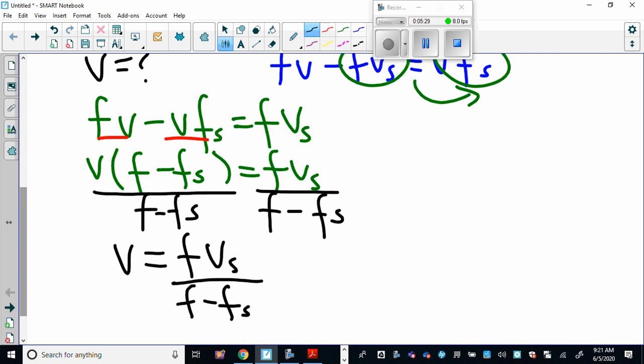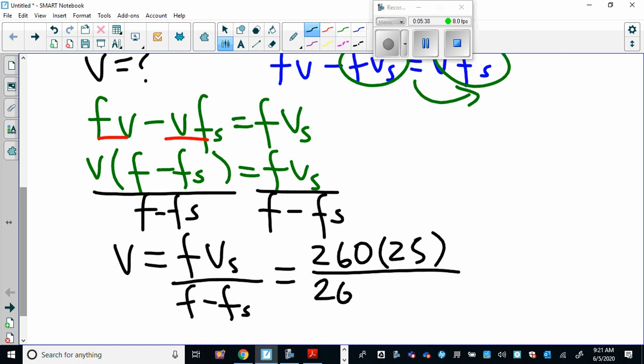Okay, and then you can plug the numbers in. 260 times 25 over 260 minus 240. Stick those into your calculator and pray that you get the right answer. 260 times 25 equals, divided by bracket 260 minus, why did I do that in my calculator, that last part? And you get the answer 325 meters per second.